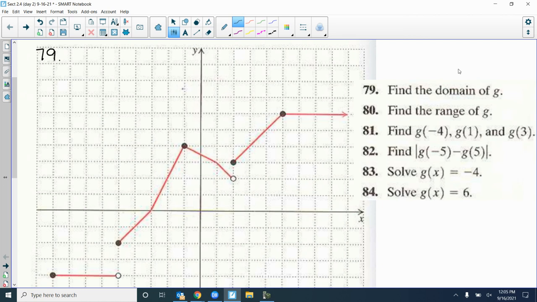All right, let's walk through these. You may or may not be done, but you don't have an equation. You just have the graph to go off of, so there's nothing to substitute in. You've got to use this graph for all your answers. Find the domain of G.